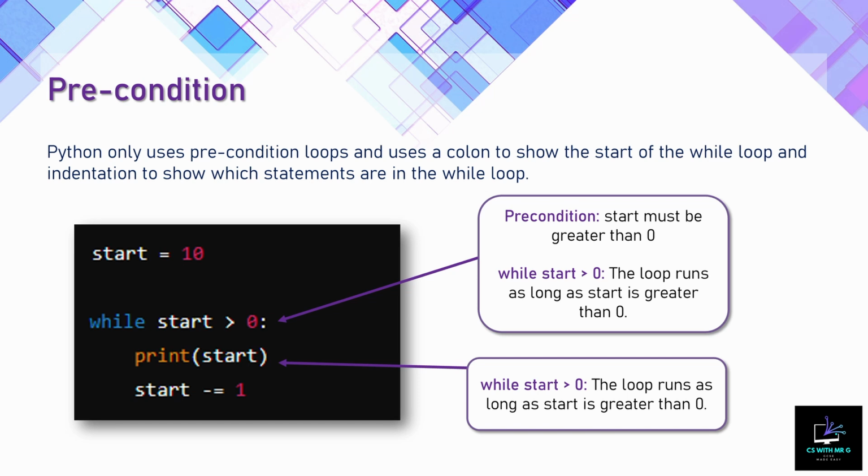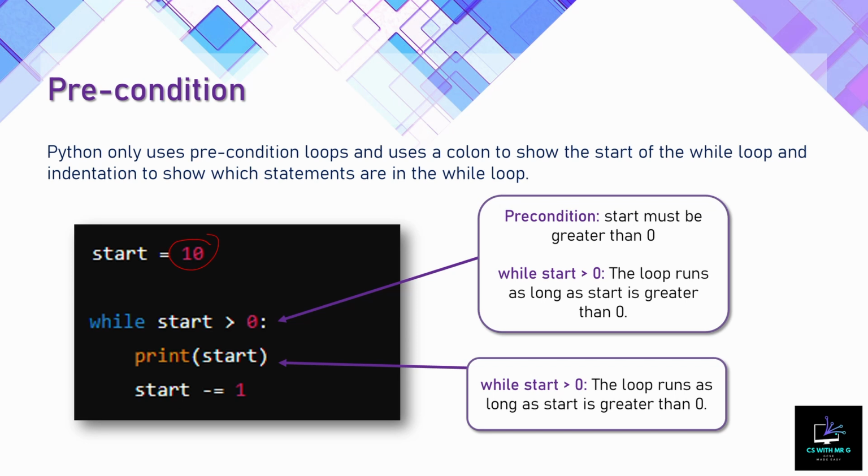Now what this code does is very similar to the previous example, and essentially what I've done here is created a variable that contains the number 10. This is labeled as start. And while start is more than 0, I'm going to print out what's stored in start and then subtract 1 from it. So in pseudocode, it would look very similar.